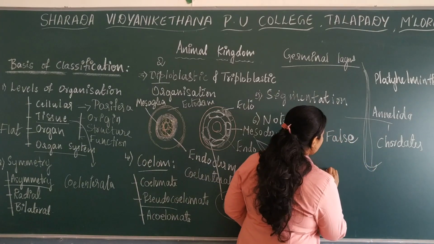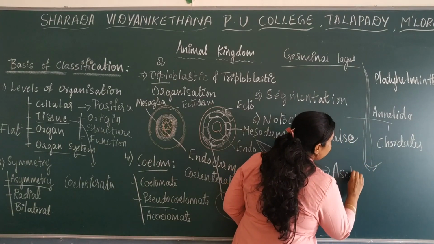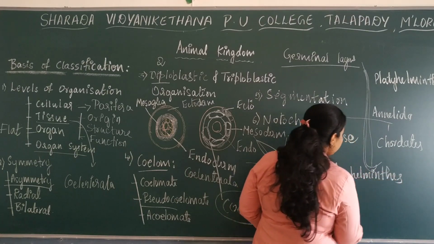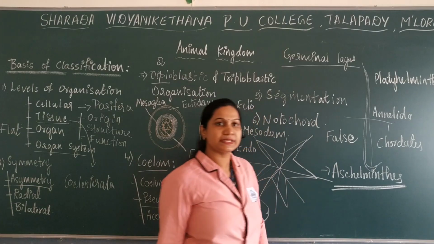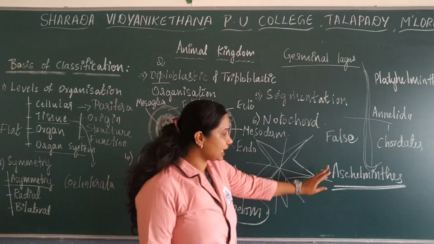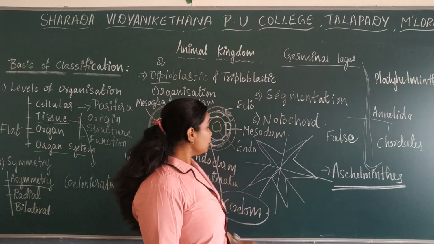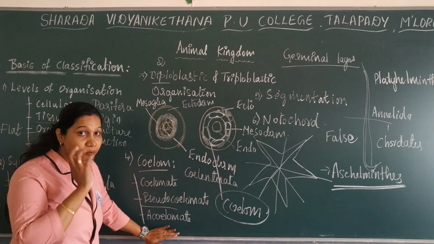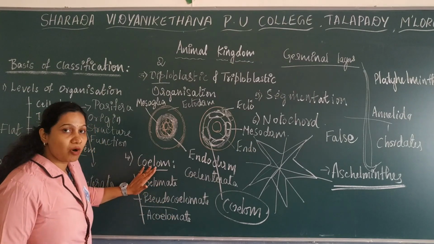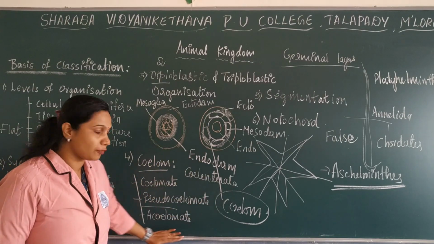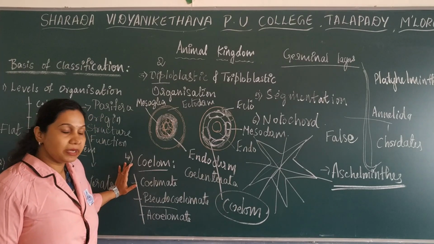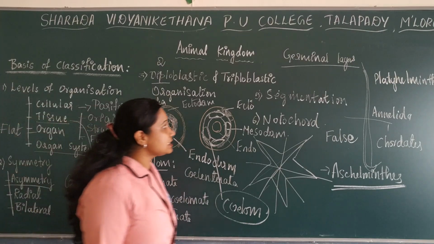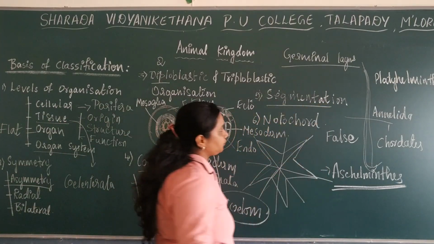Example for the pseudocoelomate, especially Aschelminthes members. Aschelminthes members are pseudocoelomates. That is very important. So that is regarding the coelom. Based on the presence of body cavity, coelom is nothing but body cavity, there are three groups of organisms. We have coelomates, pseudocoelomates, and acoelomates. So next is about the segmentation.